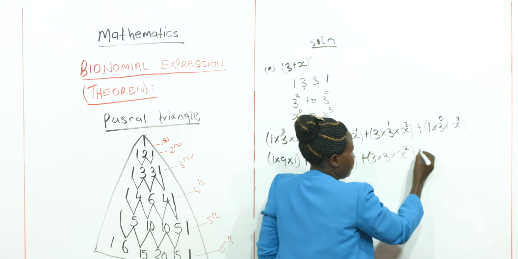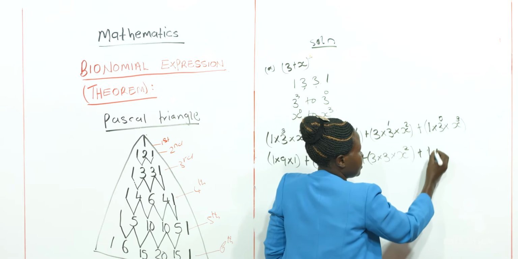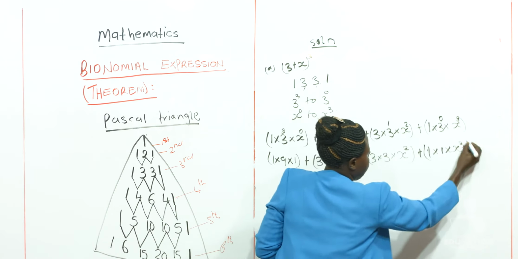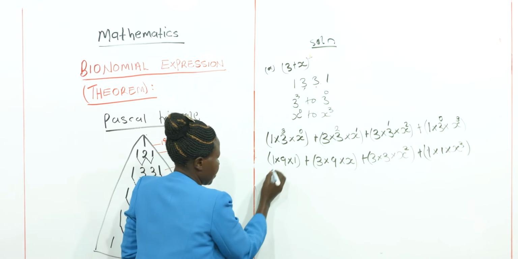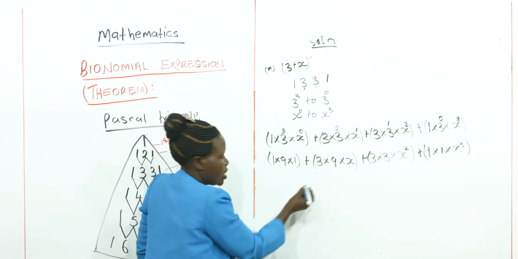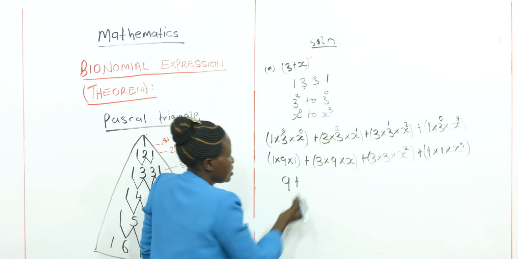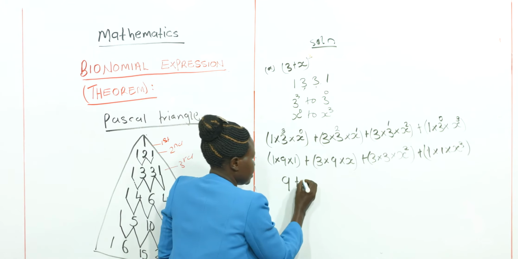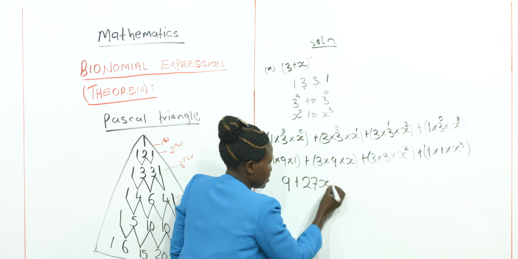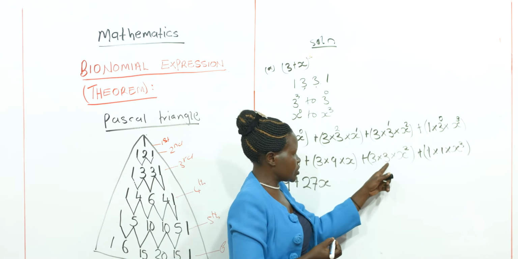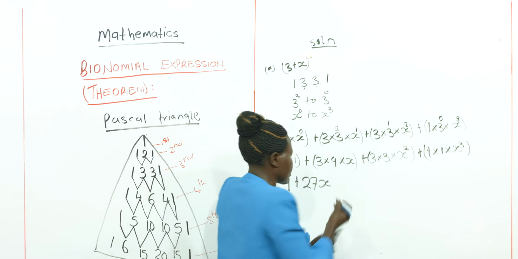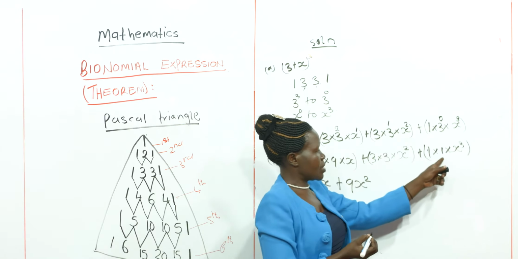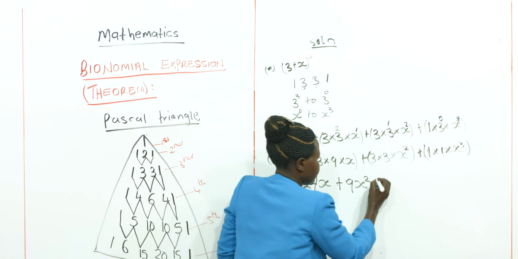And then lastly we have 1. Any number to the power 0 we get 1, times x cubed. That is how we expand. Then now we simplify. We say 1 times 9 times 1 we get 9, plus 3 times 9 we get 27, times x we get 27x. And then now we have 3 times 3 we get 9, times x squared we get 9x squared. And then 1 times 1 we get 1, times x cubed, we get x cubed.